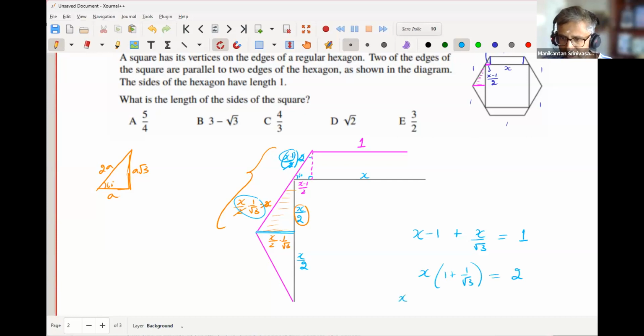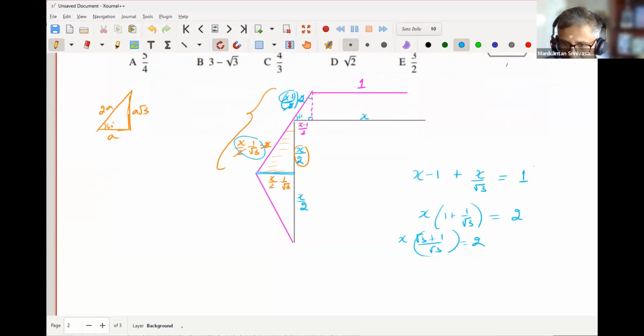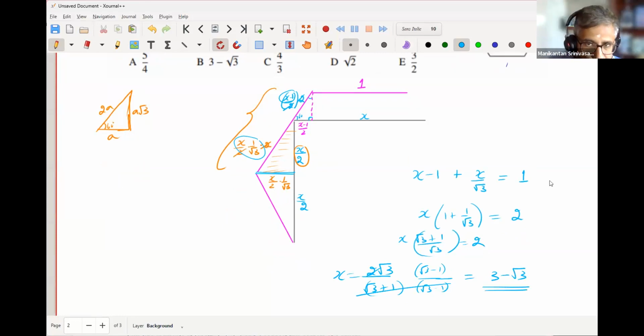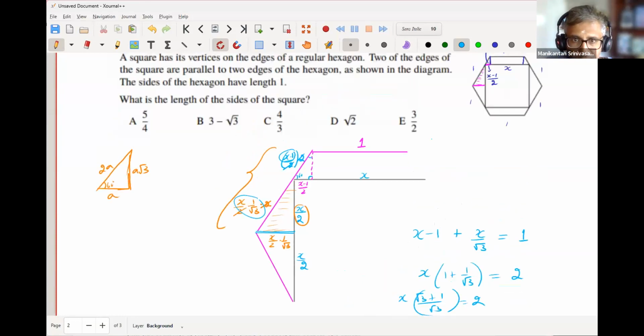Now from here on it's just simplification, right? So I can write root 3 plus 1 upon root 3 equal to 2. So x is 2 root 3 upon root 3 plus 1. I can multiply and divide by root 3 minus 1 to conjugate the denominator. So the denominator becomes 3 minus 1, which is 2. That cancels off with this, leaving 3 minus root 3. Yeah, that's one of the answers here.